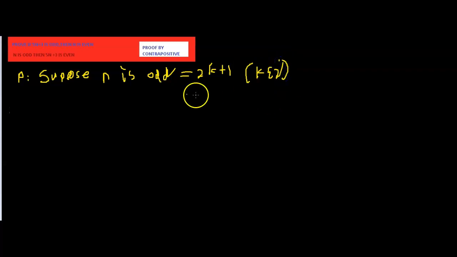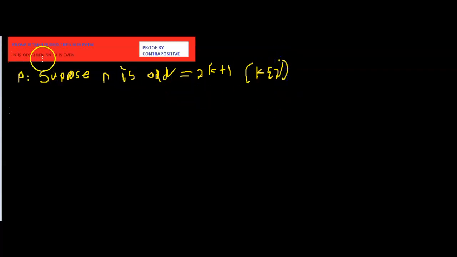Okay, so suppose n is odd. Then if n is odd, what will n be? It'll be 2 times something, plus 1. It can be any letter, it depends what you want to do. Now, you have to write such that k is an element of integers. In this case I can just put it in brackets, k is an element of integers.